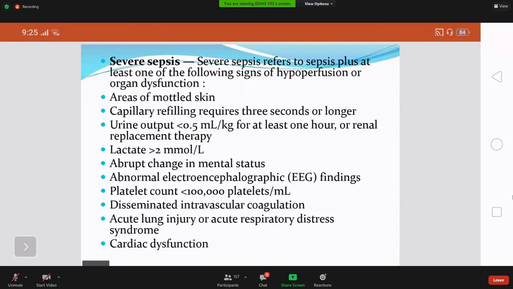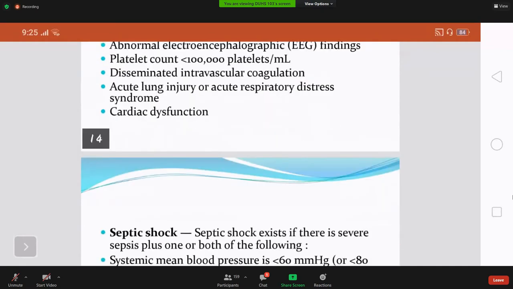If the serum lactate is greater than 2 millimoles per liter, we will discuss lactate in more detail once we go to the investigations. If there's an abrupt change in mental status, if there are abnormal EEG findings, or if the patient has a low platelet count, disseminated intravascular coagulation, respiratory distress syndrome, or if there is cardiac dysfunction. So coming back to this, severe sepsis is sepsis with the signs we have discussed, along with signs of hypoperfusion or organ dysfunction. Okay, so if these signs are present, then we will define it as severe sepsis.